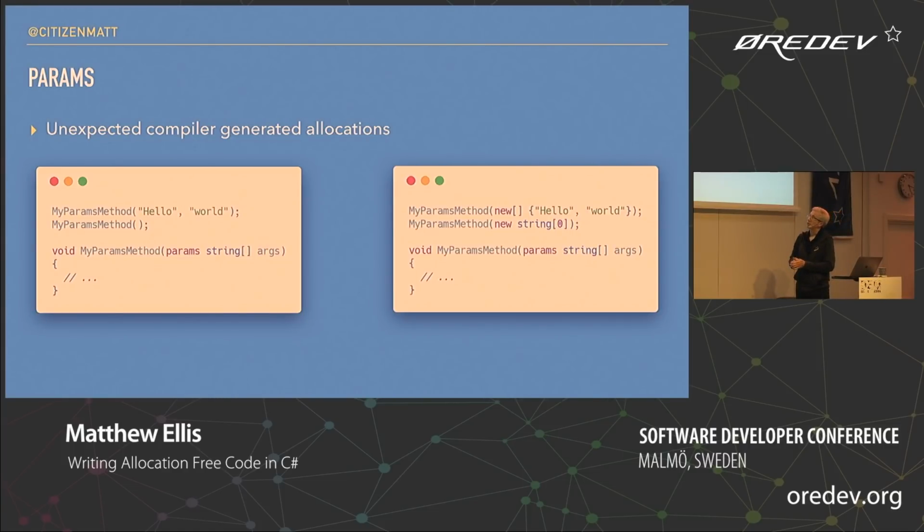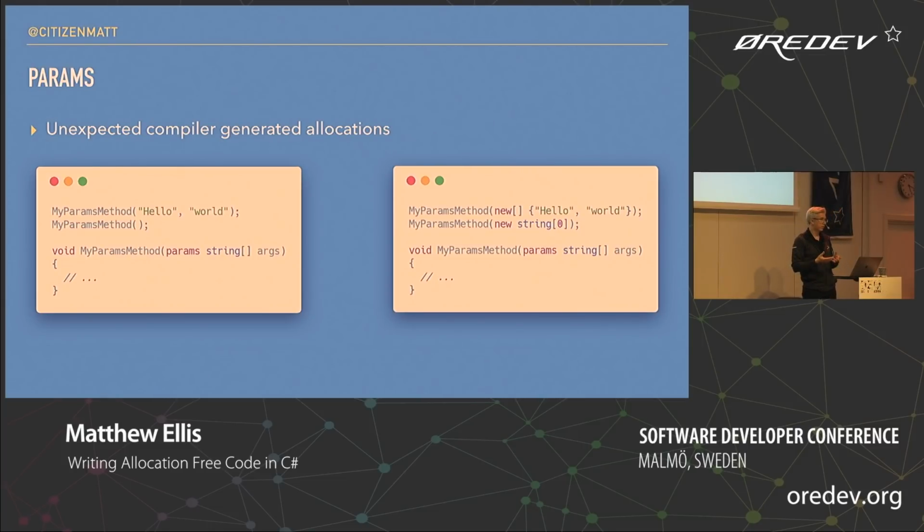Parameters. Now, params arguments, this is an interesting one, because this is something whereby the compiler is going to be creating allocations for you, which you might not be aware of. So if you've got a params arguments-based method, like on the left there, passing in an array of strings, you want to be able to call it nice and conveniently with a set of values that are going on there. What you actually end up with is the compiler allocating an array for you.